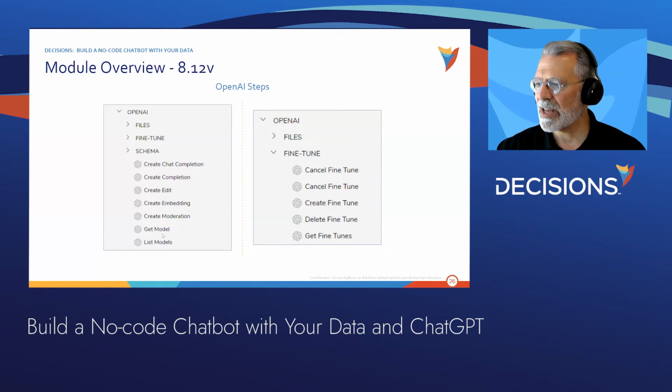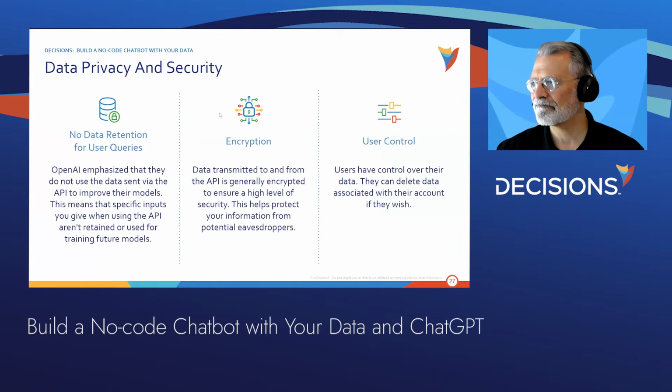You can see there's, I think, seven of them right now, or nine. There'll be more to come, but they're all within our OpenAI module within Decisions. Now, you have to be on version 8.12 or higher to get it, so that's one more reason to get current on your Decisions version.